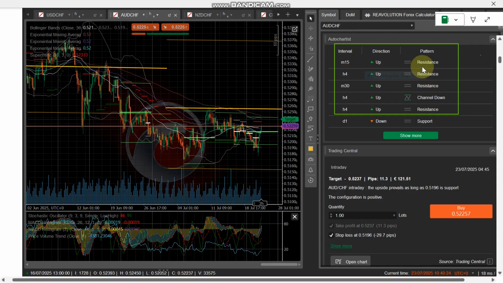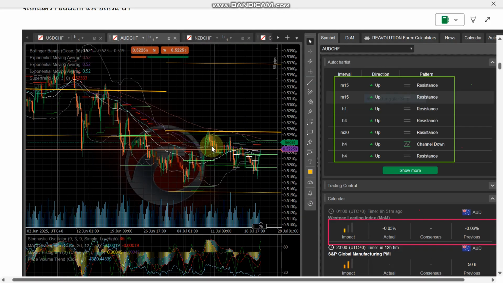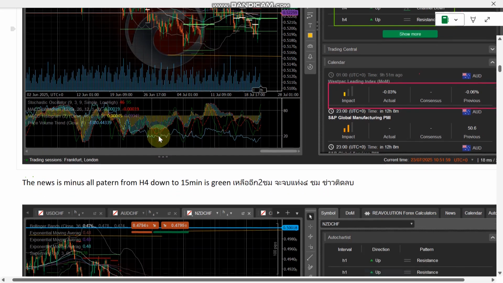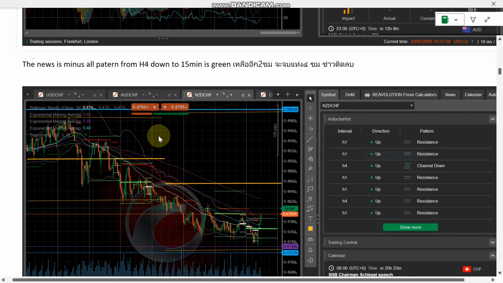Which one is training? Call it Aussie Swiss franc. Aussie is inside the daily block. Inside the daily block has the 4 hour block beneath the bottom side. Aussie Swiss franc 4 hours. Go up, pull back to go up again. New Zealand Swiss franc 4 hours.